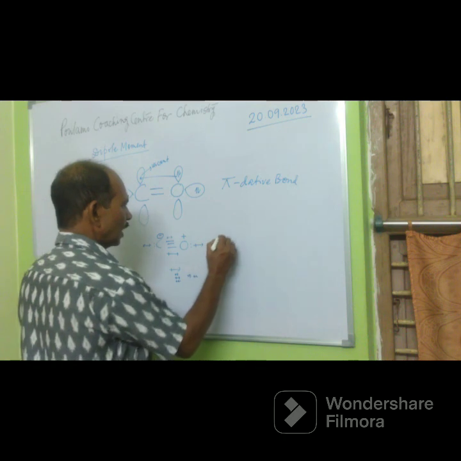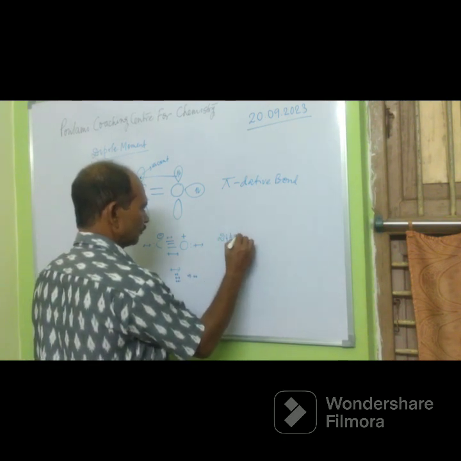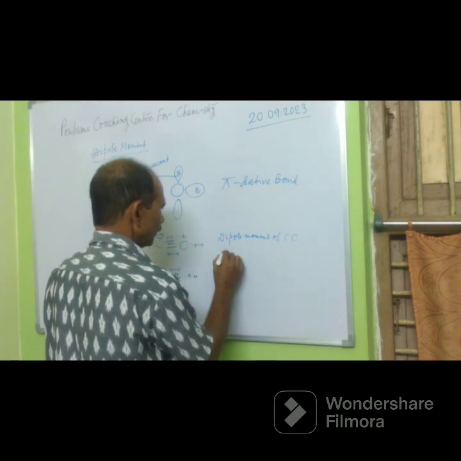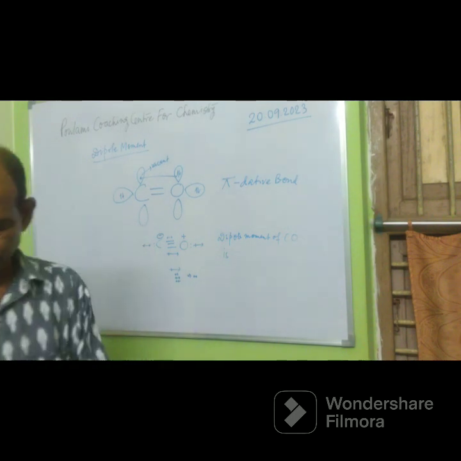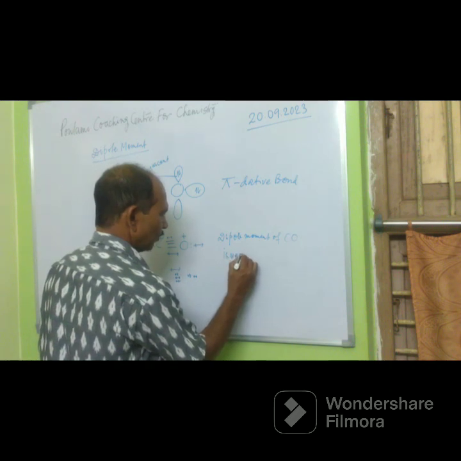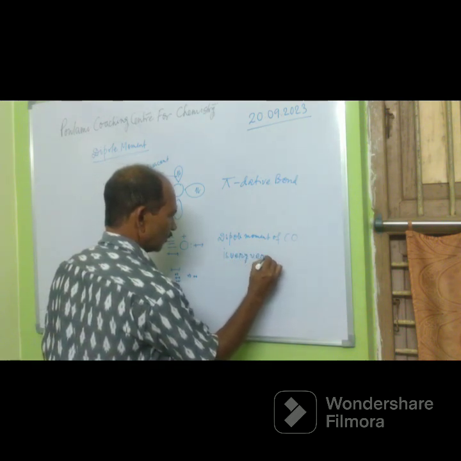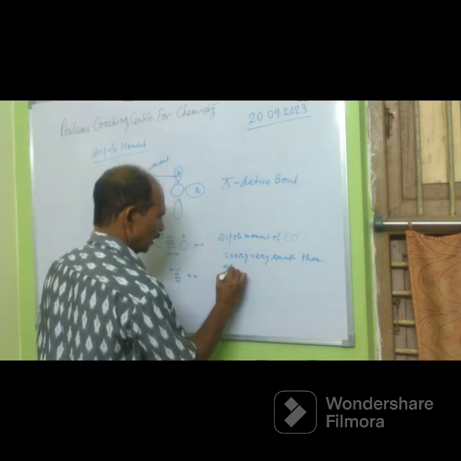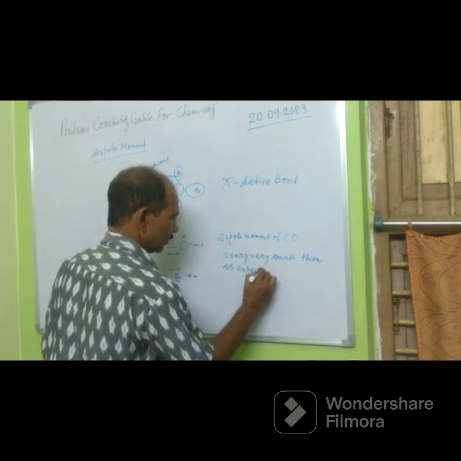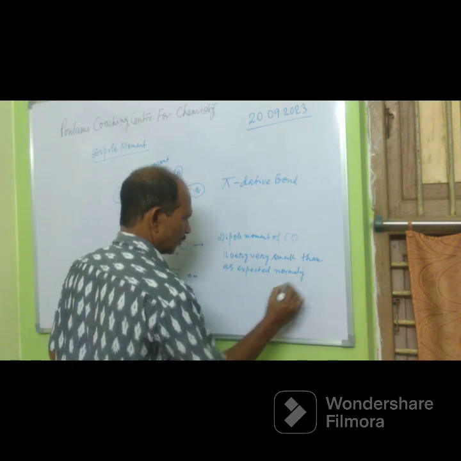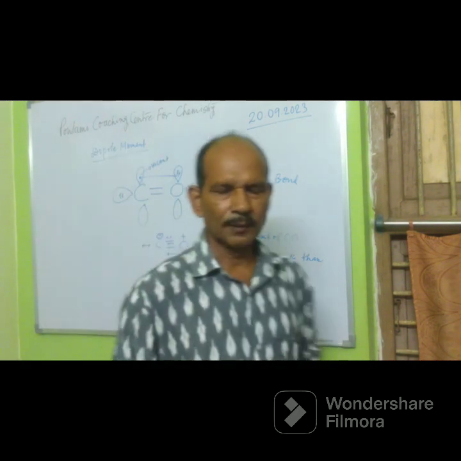So the dipole moment of carbon monoxide is very, very small than expected normally. Okay. This is all about the dipole moment of carbon monoxide.